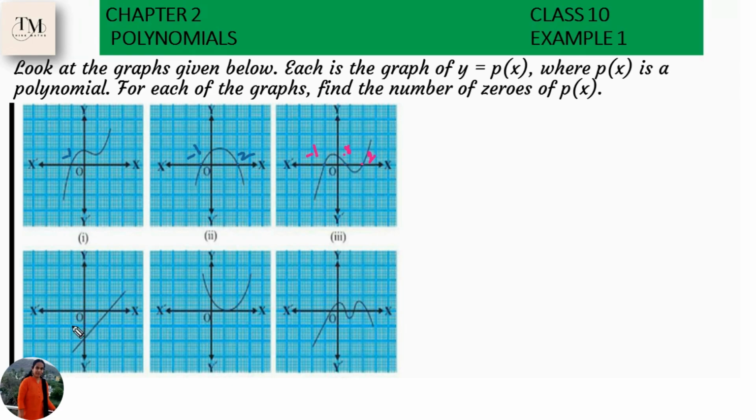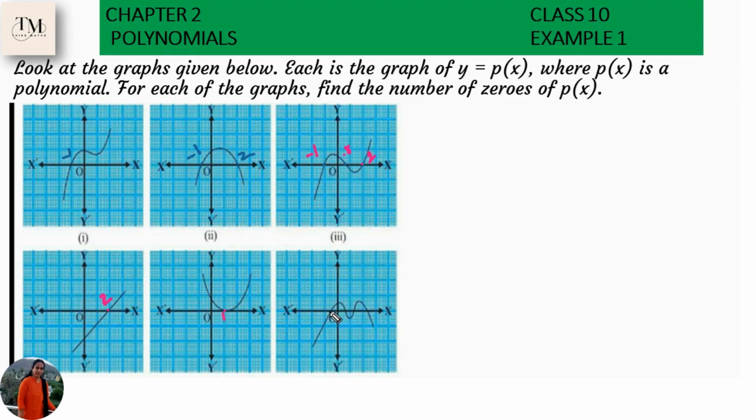In the next graph, the straight line meets the x-axis at only one point. That is when x is equal to 2. When x is equal to 2, y is equal to 0. So the number of zeros is 1. In this graph, there is only 1 point, where 2 points coincide. So when x is equal to 1, y is equal to 0. So the number of zeros is 1.